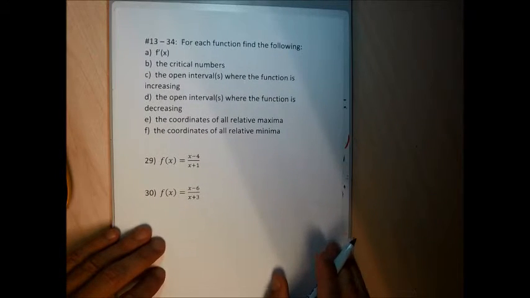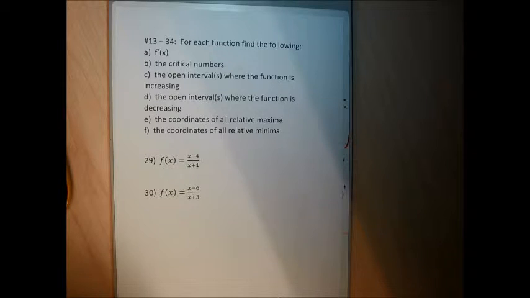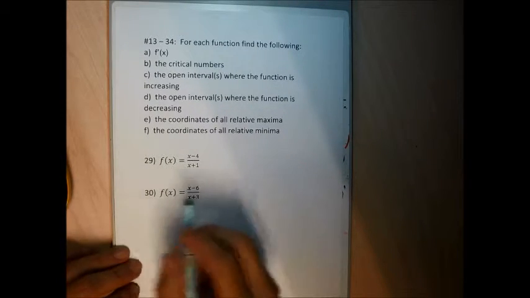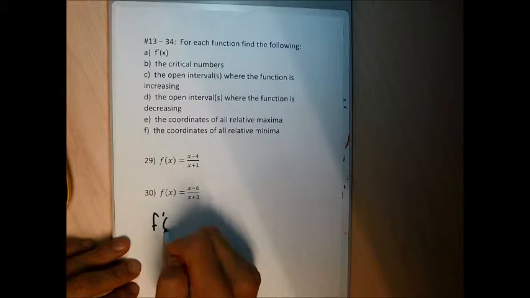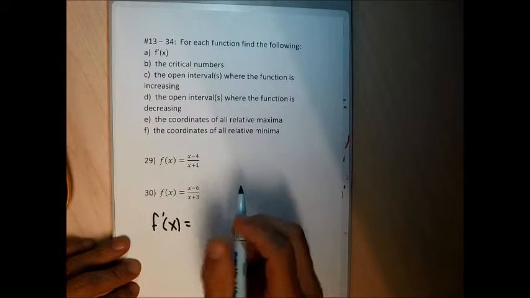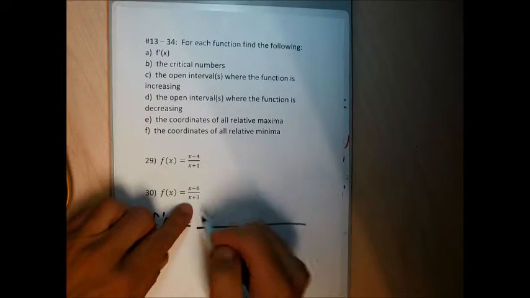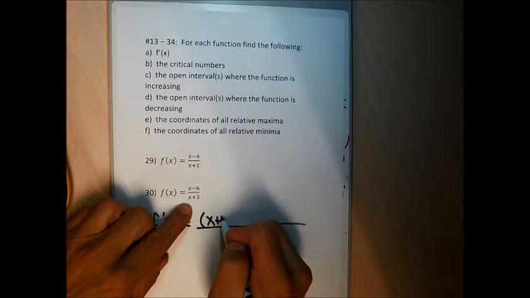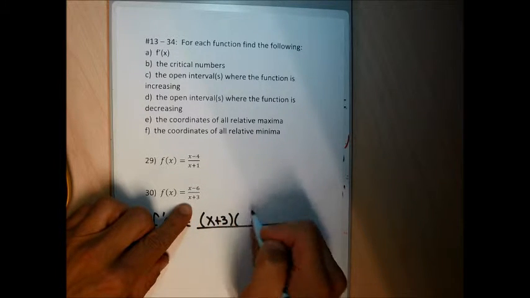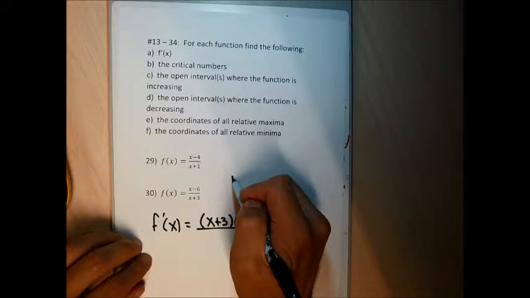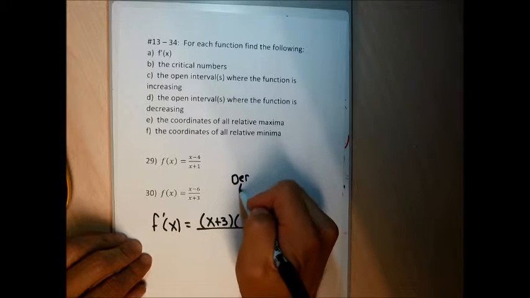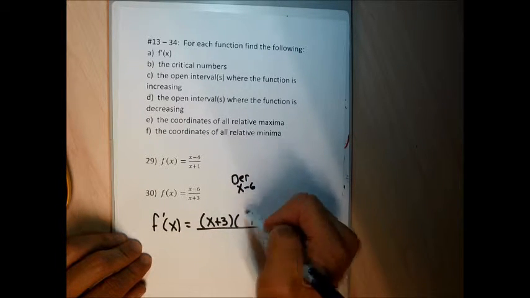I'll do 30 and then maybe I'll make a part 4 to this video because it's already long enough. Alright, so for part A of number 30, find the derivative. I need to use the quotient rule. First thing for the quotient rule for number 30, I take the denominator, x plus 3, and next to it I write the derivative of x minus 6. The derivative of x minus 6 is going to go in that parentheses.